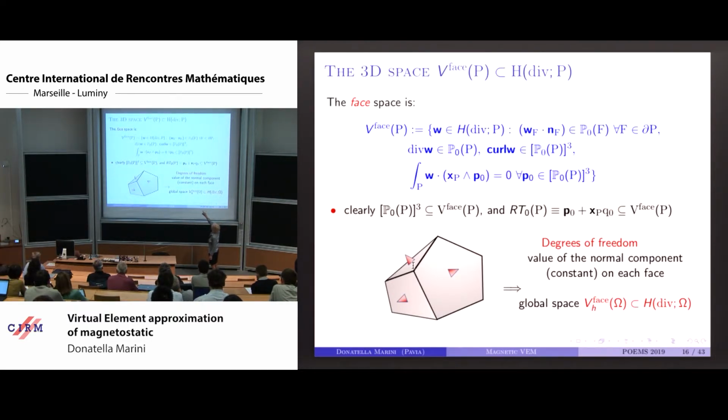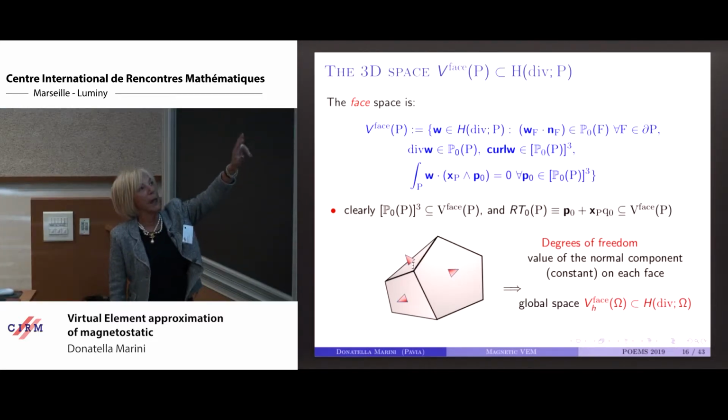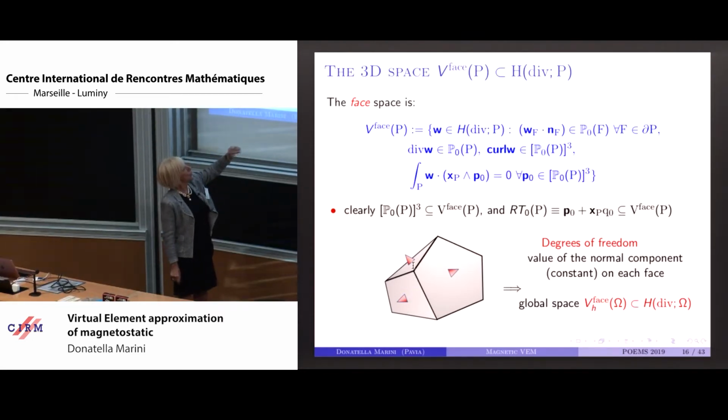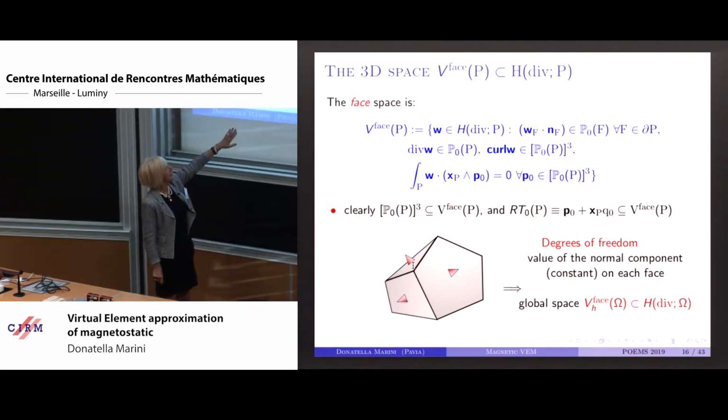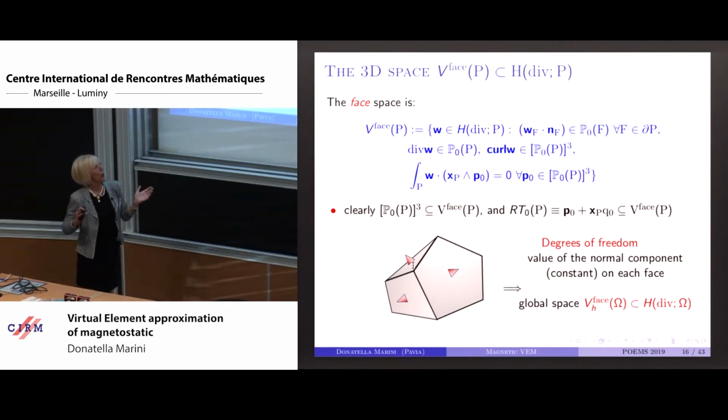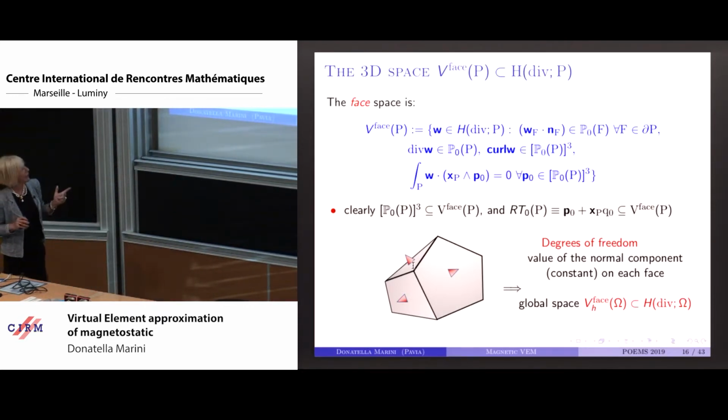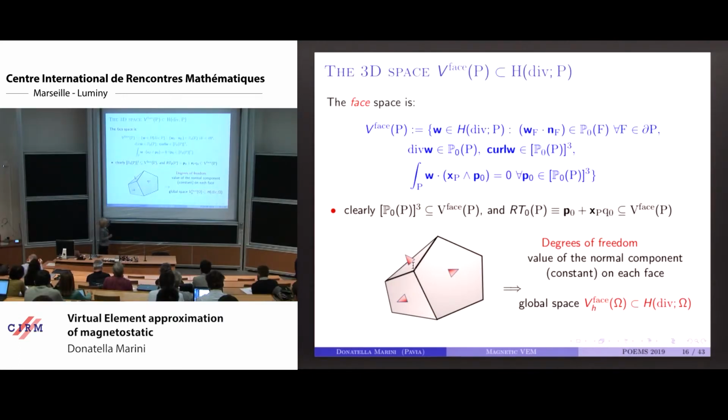I remind you that the expression of Raviart-Thomas of order 0, lowest order, is that one. So if you replace that expression into the definition of the spaces, you see that everything is verified. The degrees of freedom are simply the constant values of the normal component on each face, and this will ensure that the global space will be a subspace of H div. Also, if this polyhedron becomes a tetrahedron, we have exactly lowest order Raviart-Thomas.